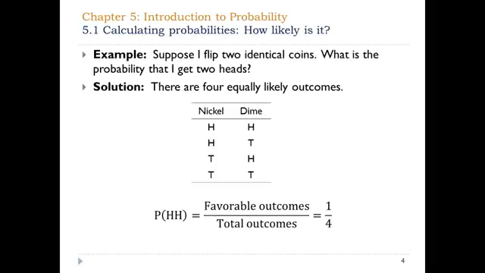Example. Suppose I flip two identical coins. What is the probability that I get two heads? Solution. There are four equally likely outcomes. Let's say the nickel falls heads. Now for this specific nickel, the dime that we're flipping with it can turn out heads or tails. If the nickel falls tails, then the dime can also turn out heads or tails. Right, so there are four outcomes: heads heads, heads tails, tails heads, and tails tails.